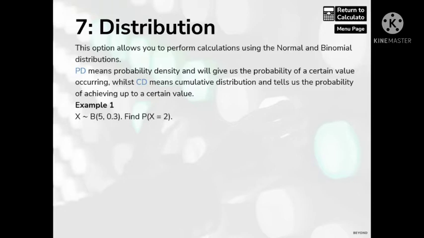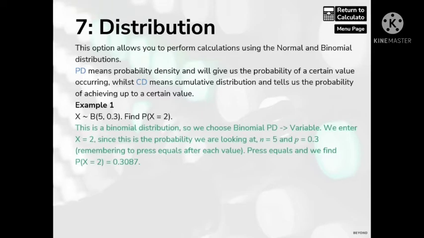For example, x is binomially distributed with n equals 5 and probability 0.3. Find the probability of x being equal to 2. This is the binomial distribution, so we choose binomial PD, variable, we enter x is 2, since this is the probability we're looking at, n is 5, p is 0.3. Press equals after each value, and we find that the probability of x equaling 2 is 0.3087 roughly.